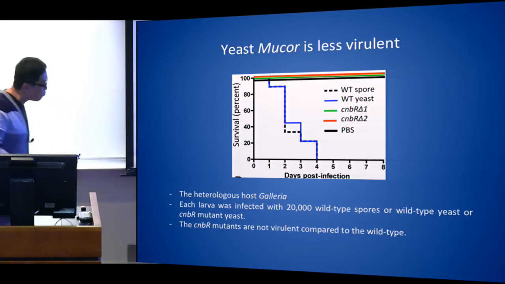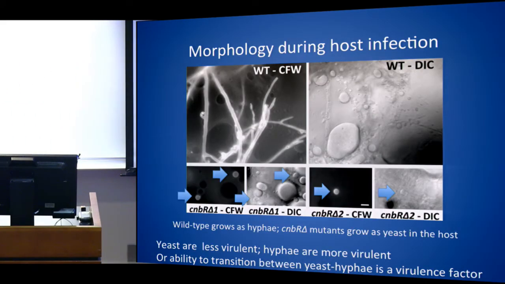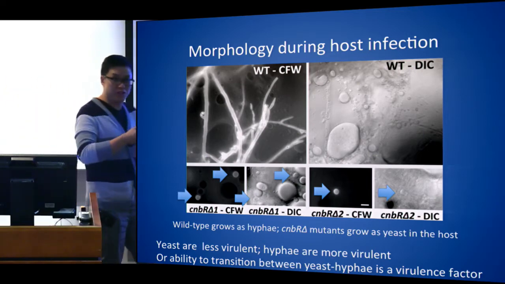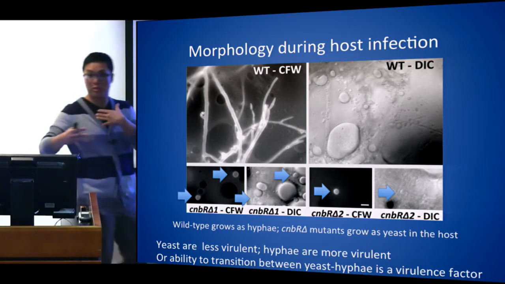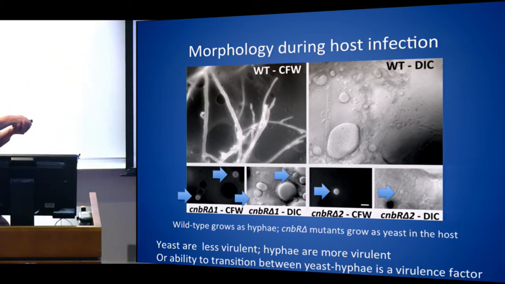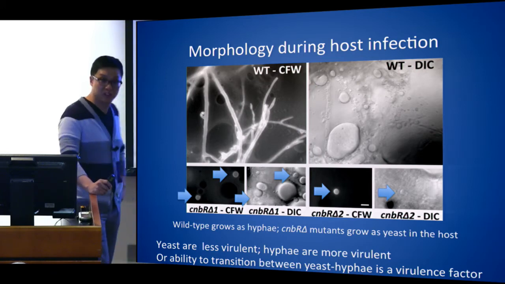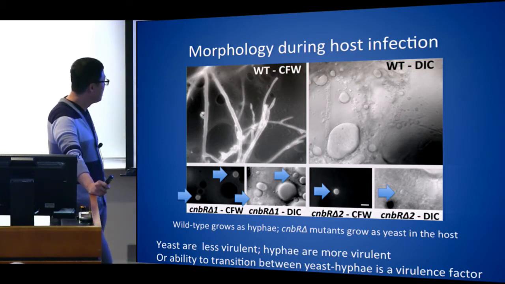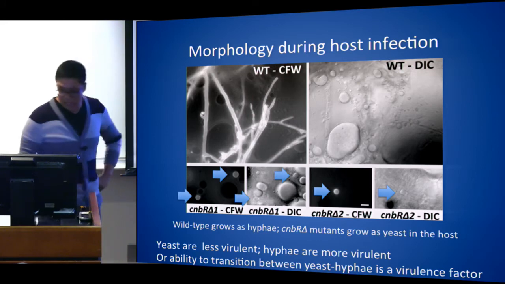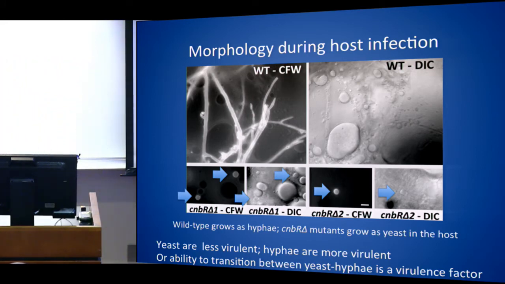Inside the host cell, wild-type exists as mold. Although we just inject spores, they start to germinate and grow all the way as mold inside the host cell. But the yeast-locked mutant stays as yeast all the time. So it's possible that yeast are less virulent and hyphae are more virulent. An alternative explanation might be, by analogy with the Candida albicans case, that the ability of the fungus to switch morphology between yeast and hyphae inside the host may be a virulence factor.